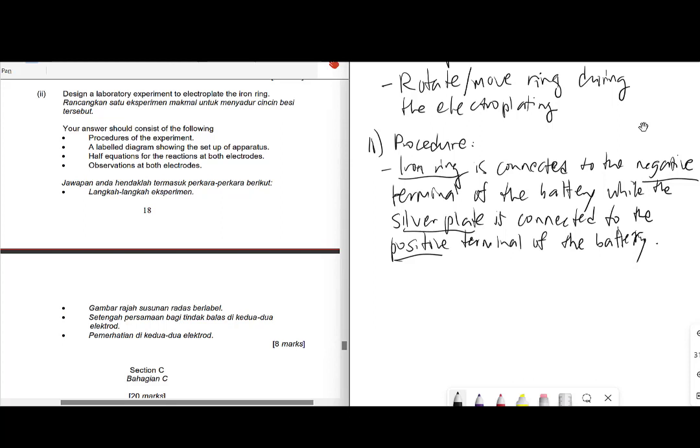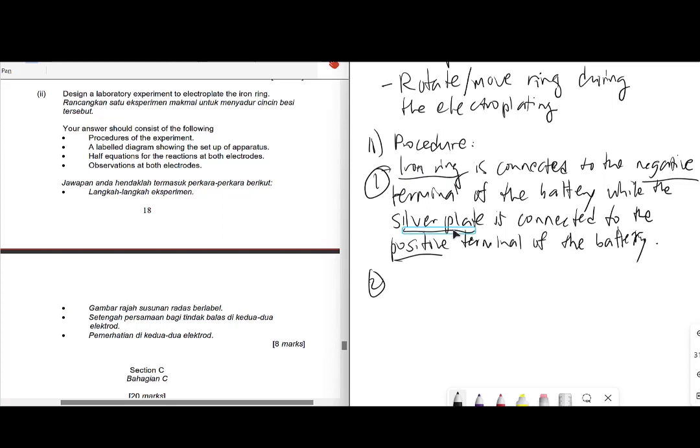All right, so that will be your step 1. I think I better put numbering here. So this is your step 1. Then what is your step 2? Because procedure means step by step. Once you have connected to the different terminals of the battery, one positive, one negative, the teacher or the examiner will have figured out what is connected: iron ring and silver plate.